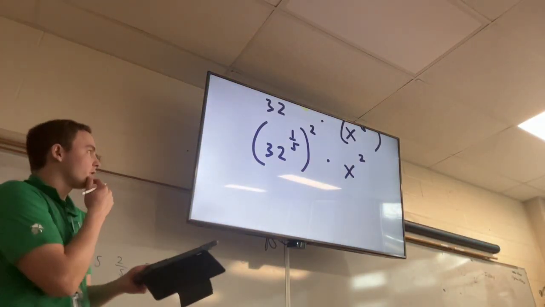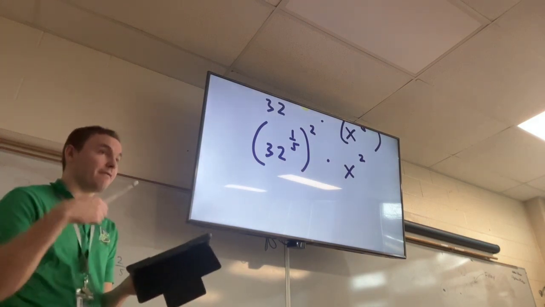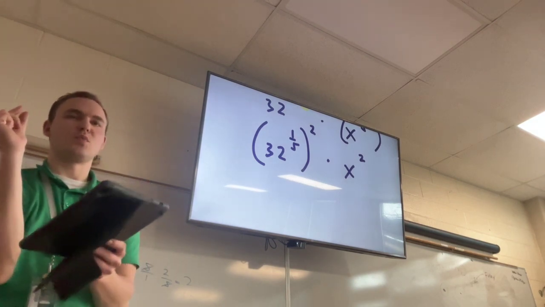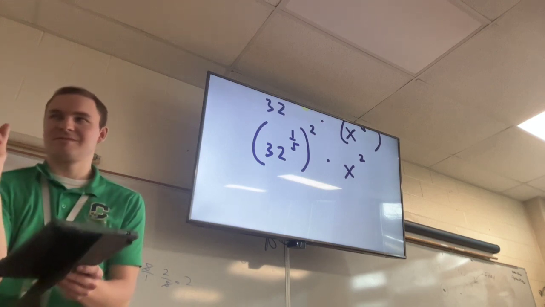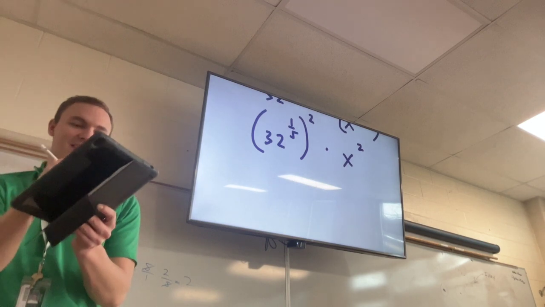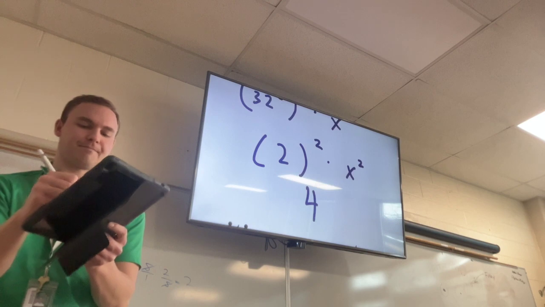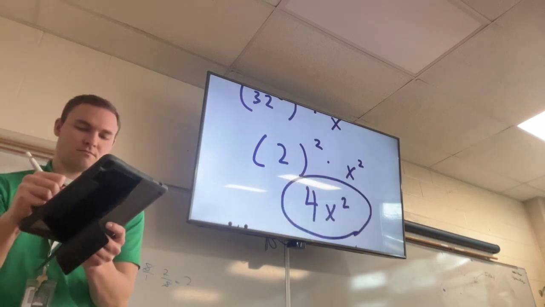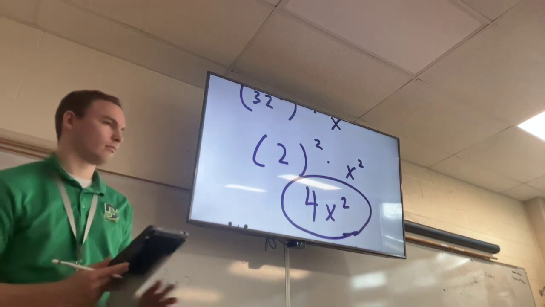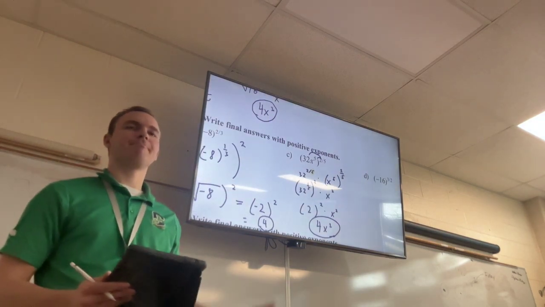And then what's 32 to the 1/5? That's the same thing as the 5th root of 32. What number do I multiply by itself 5 times to get 32? 2. Got it. So 2 squared times x squared, or just 4x squared. Good job. All right, we good?